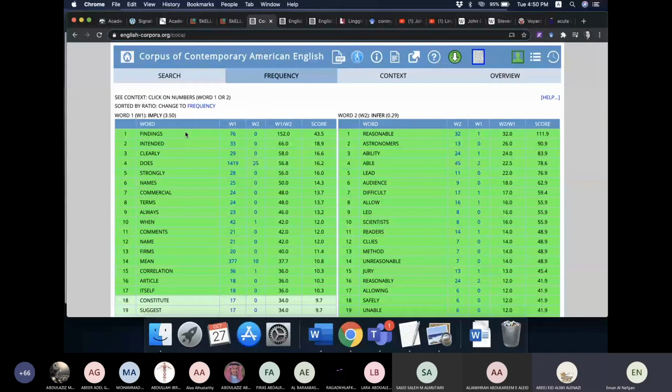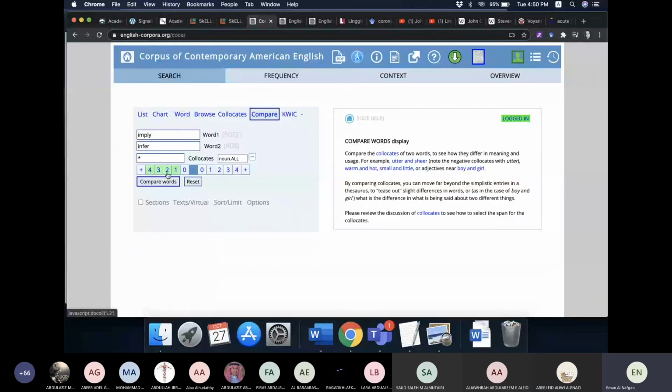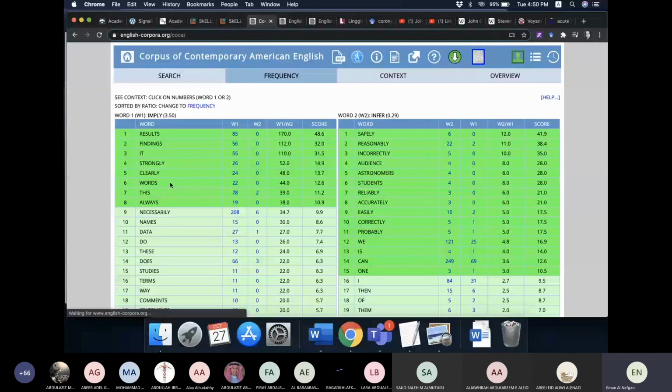Infer is for the people. Imply. So you get audience, the audience infers, astronomers infer. Now, if I go back and say, maybe I used too many words, maybe if I just use one, what do I get? I want just the direct word that comes right before it.